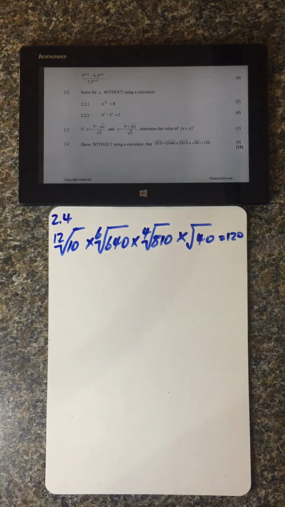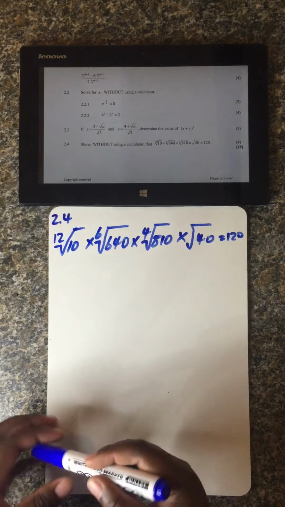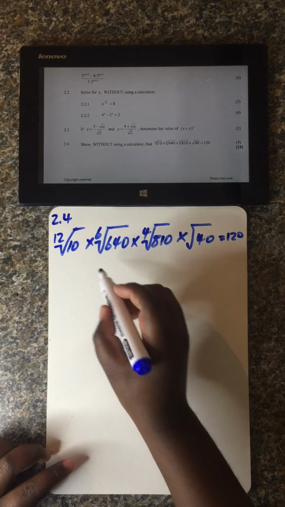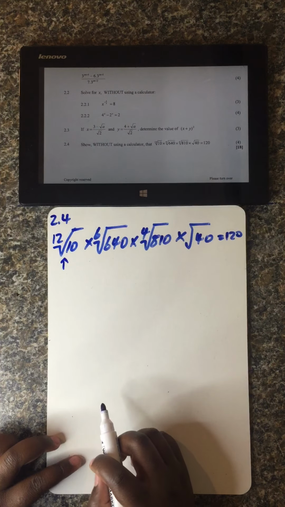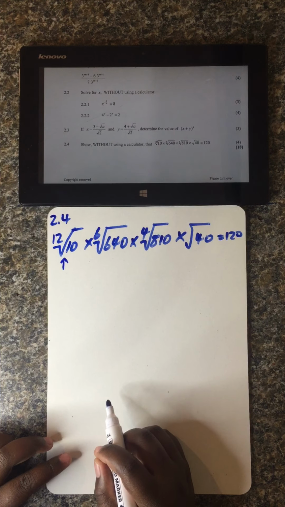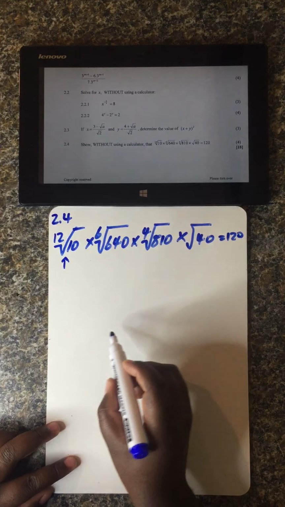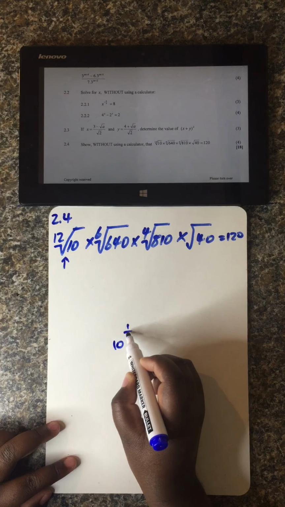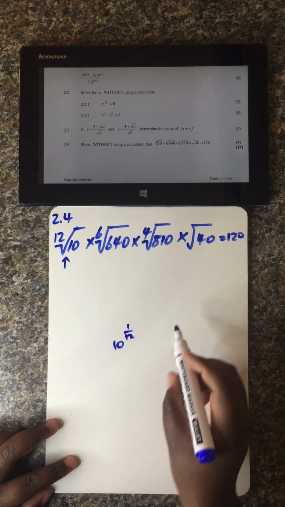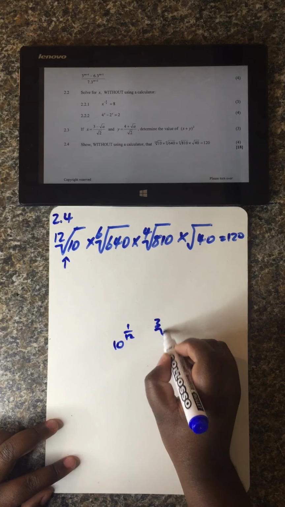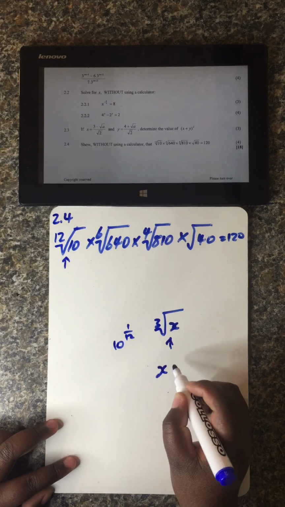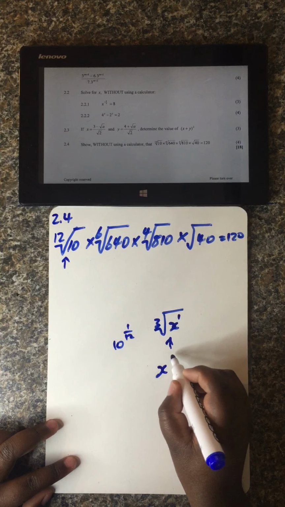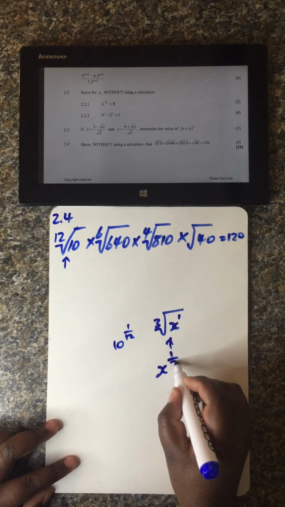Okay, ladies and gentlemen, our first step. This thing we can just leave as it is for now. So that you've got an idea of what's going on, this thing is the same as 10 to the exponent 1 over 12. When you have, let's say, 3 to the exponent x, this thing is the same as x. Remember, there is a 1. That's why it's 1 over that 3 there.